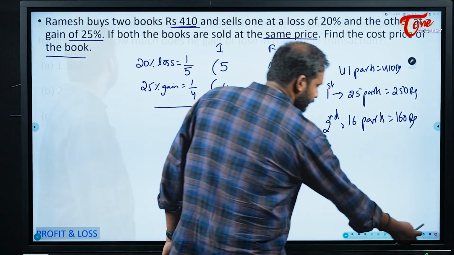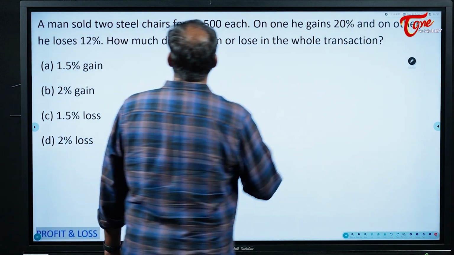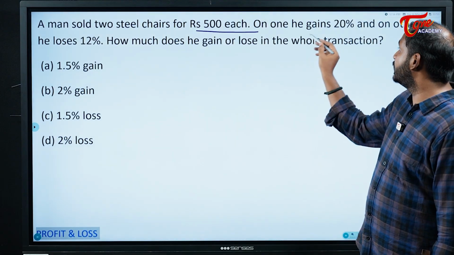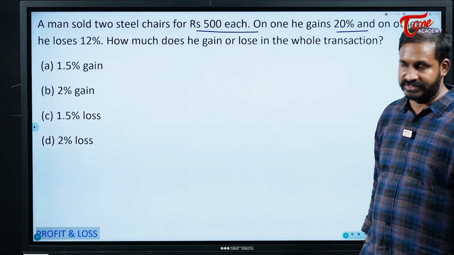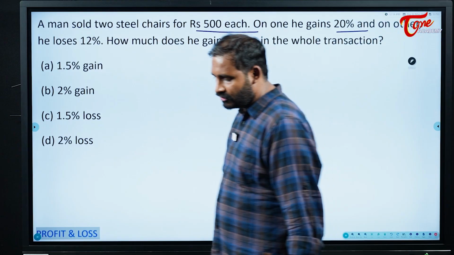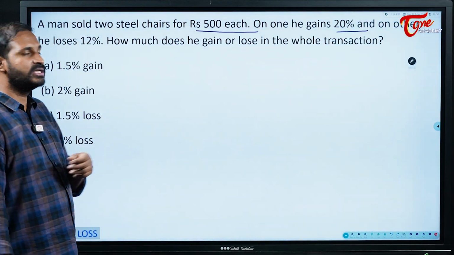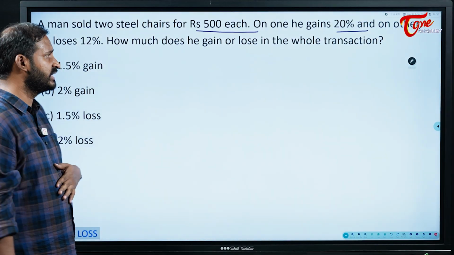Okay, next one. A man sold 2 steel chairs for rupees 500 each. He sold both of them for 500 each. On one he gains 20% and on the other he loses 12%. How much does he gain or lose? Okay. Now he sold both for 500 each. Now they are asking us what is the overall gain or loss percentage which he got.